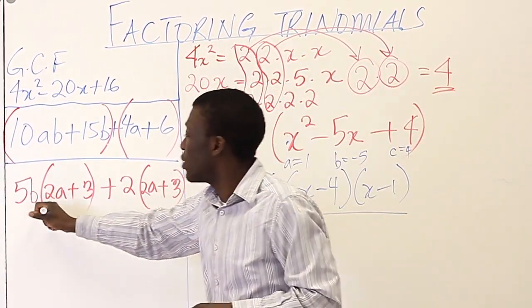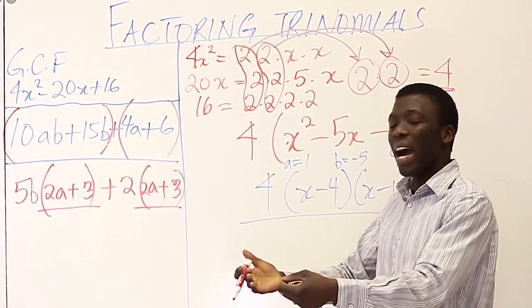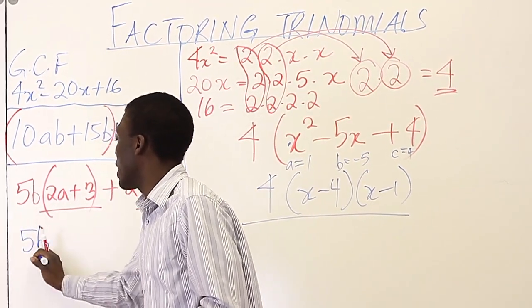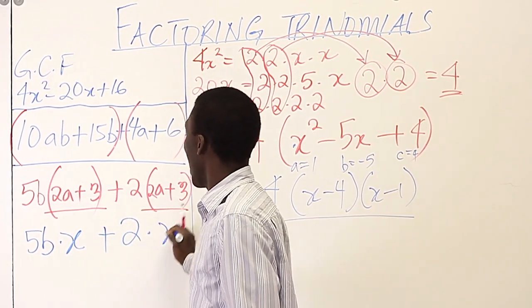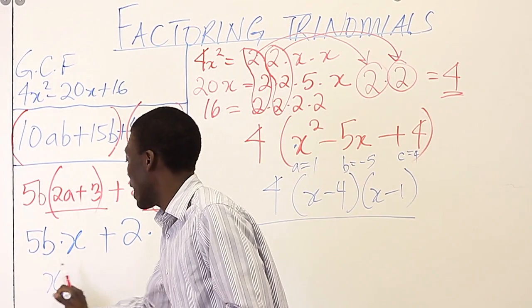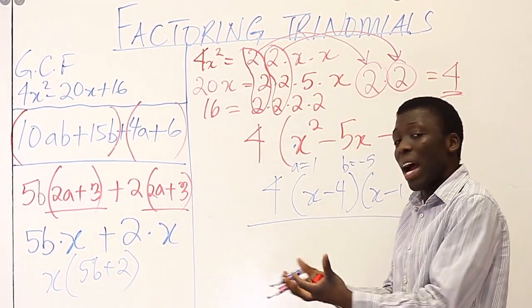And notice that 2a plus 3 is common to both of them. So you factor that out. Imagine this being 5bx plus 2x. Imagine if that was the case. Well, you would factor out the x and get 5b plus 2, correct? That's what you would do. You factor out the x.